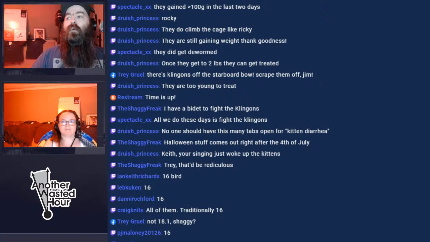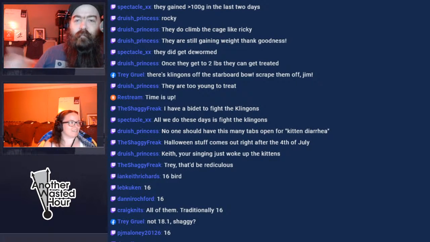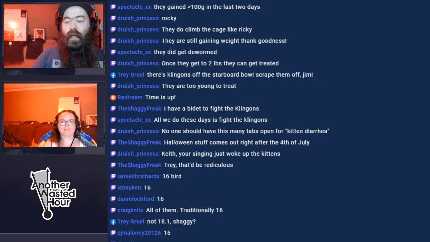They gained over 100 grams in the last 2 days. Oh. You know what would make them gain more grams? Teddy grams. Honey grams? Yeah. You just feed them more graham crackers and they would get more grams, right? This is good. This is a plan. We've got a plan going right now.